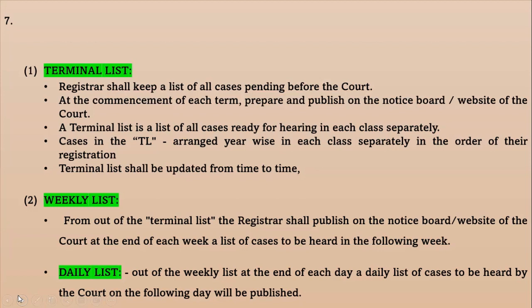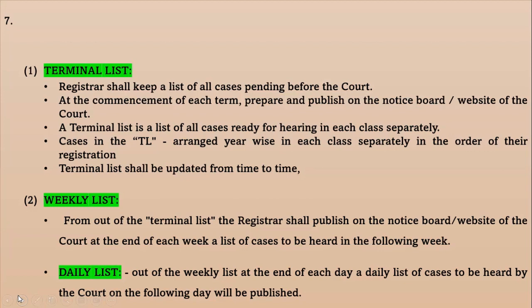Now see the part which relates to the daily list. It reads, and out of the weekly list shall publish at the end of each day a daily list of cases to be heard by the court on the following day. So this is it. You make a terminal list at the commencement of each term. You put the cases in each class separately, arrange them registration wise and update them from time to time.